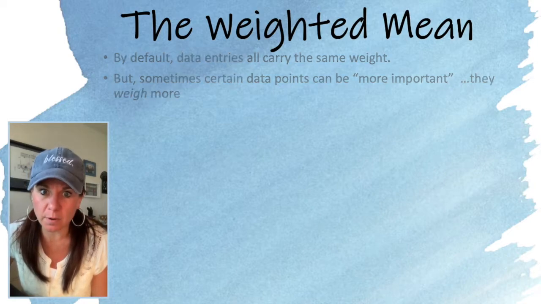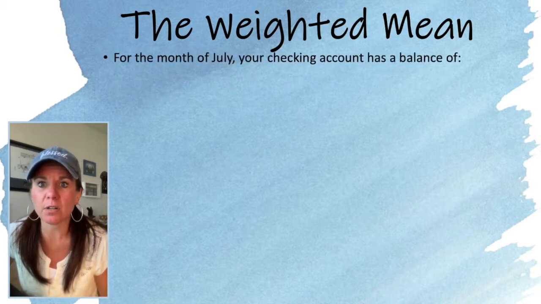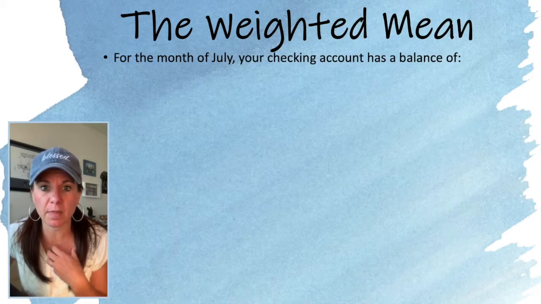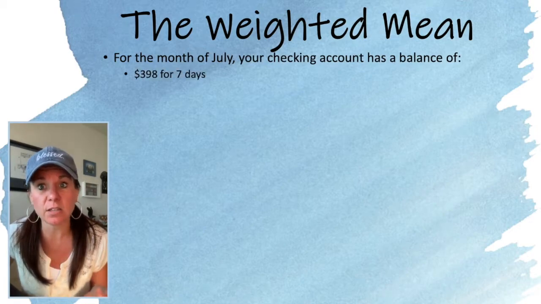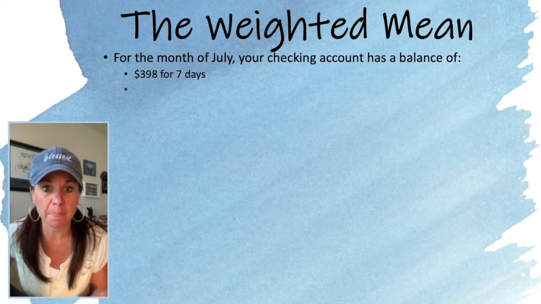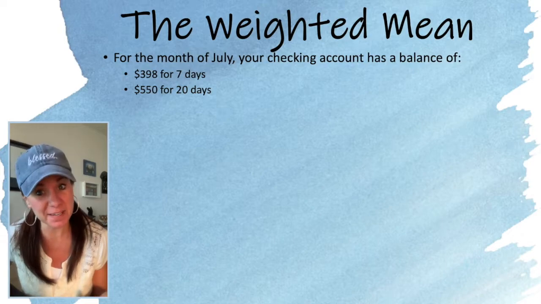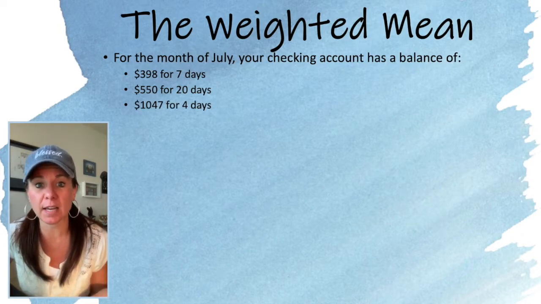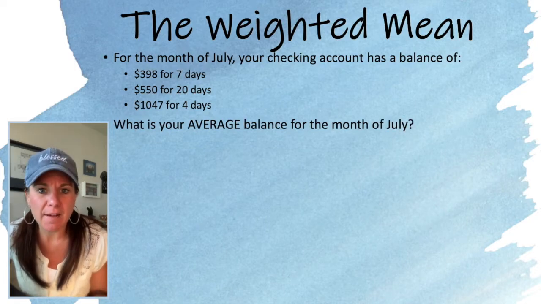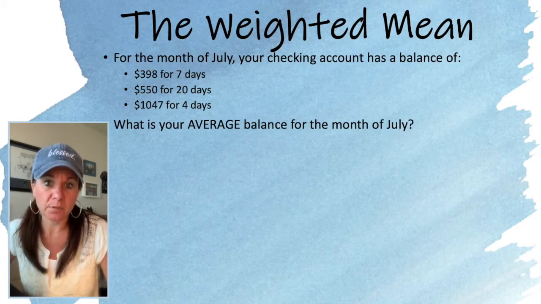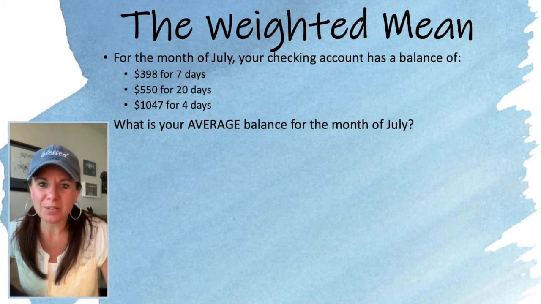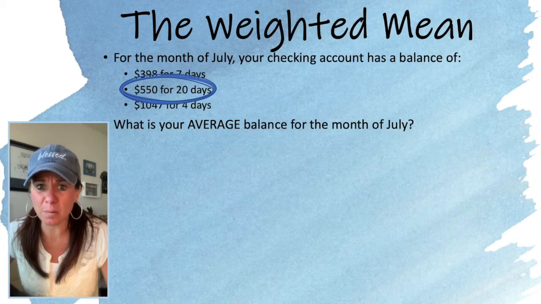They're more important. So let's say we're going to look at your checking account throughout the month of July. The first 7 days, you've got $398. The next 20 days, you have $550. And then for the last 4 days, you've got $1,047. Well, what if you want to know the average balance for your checking account during that month? Well, you can't just add those numbers together and divide by 3 because $550 represented the bulk of the month.